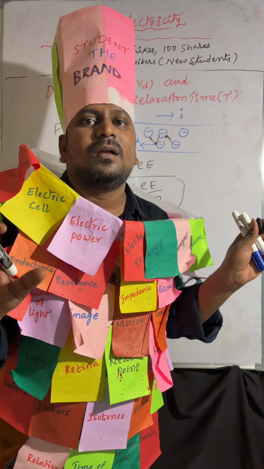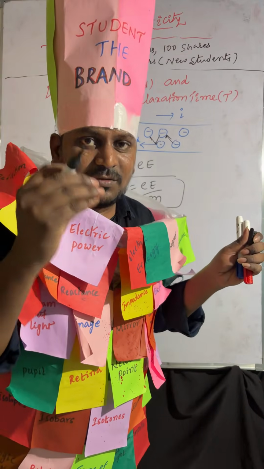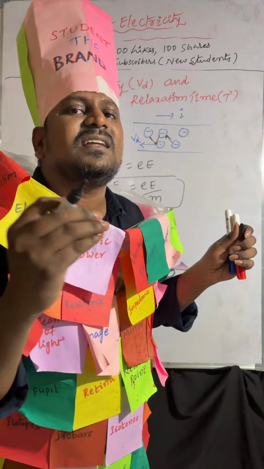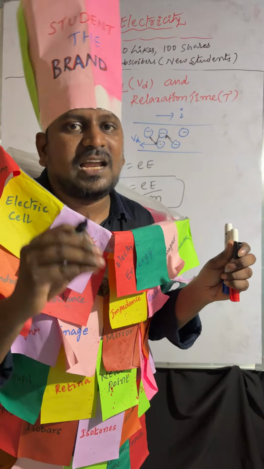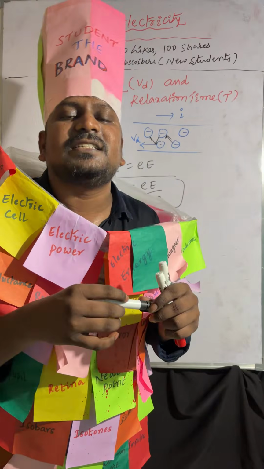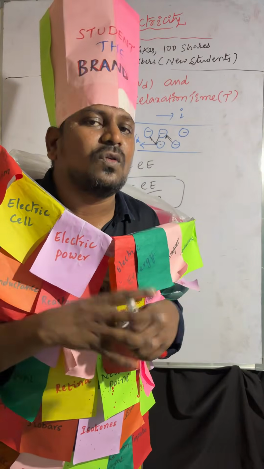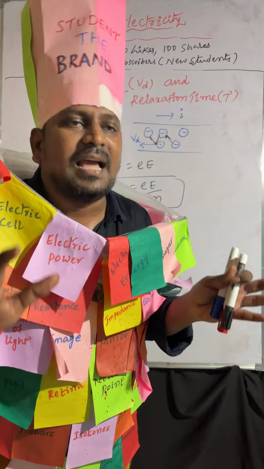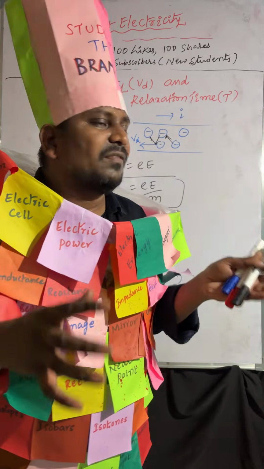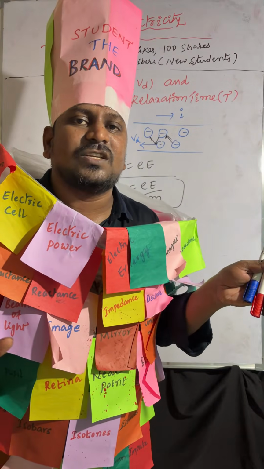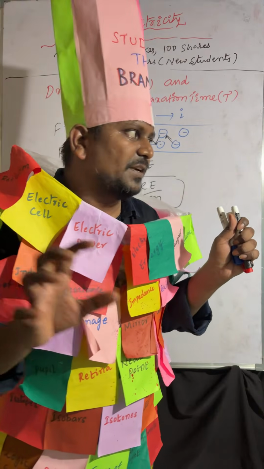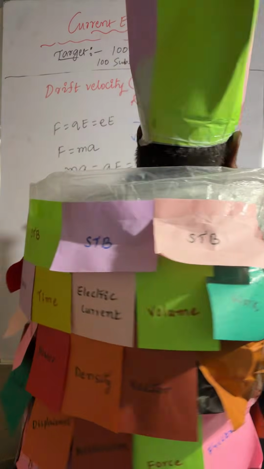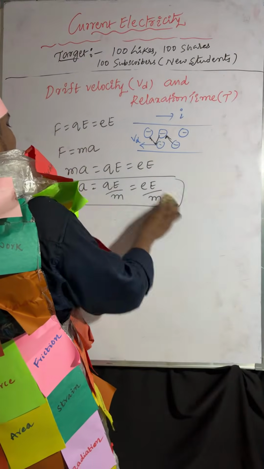Between one collision and another collision, there is a time gap. Yes or no? So a time gap will be there. The average time between two successive collisions is known as relaxation time. Yes or no? So I hope it is very clear. Understood?